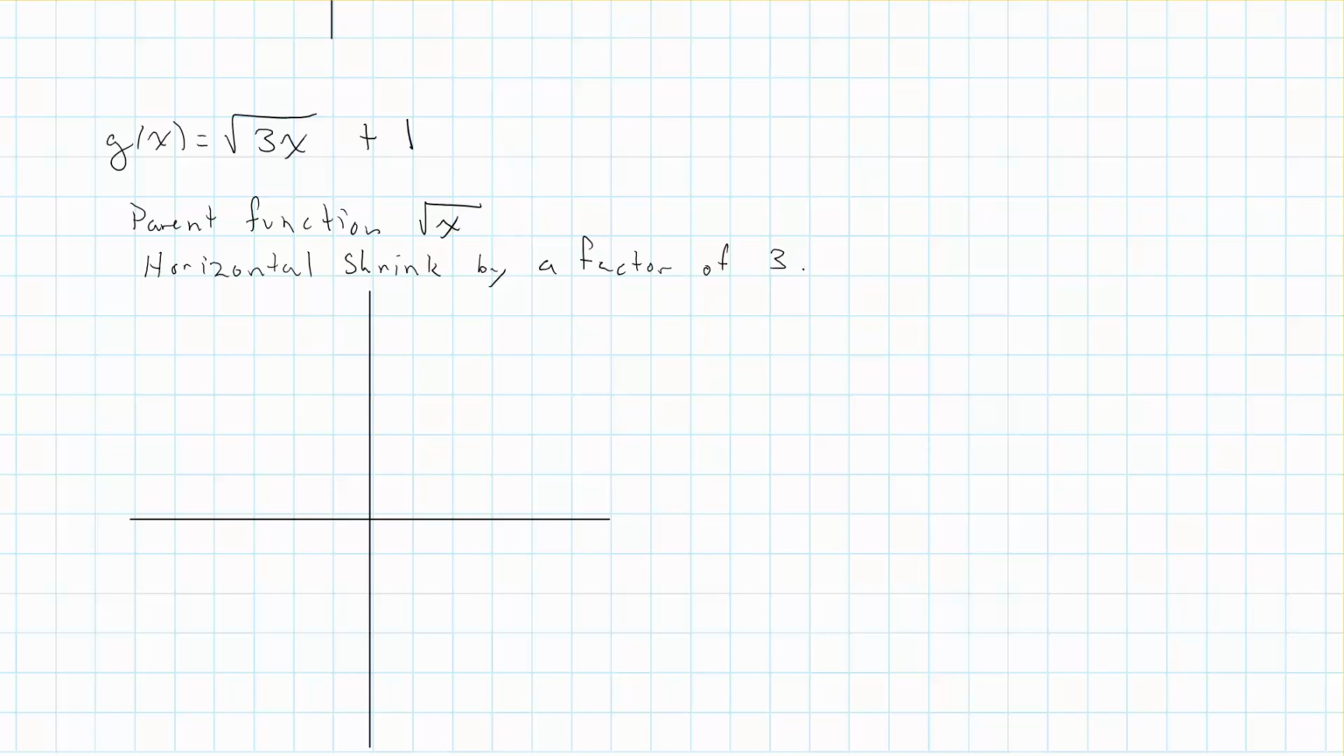And so, you know, the parent function, of course, is 0, 0, 1, 1, and then 4, 2. So a couple of these would be pretty easy. If we're shrinking by a factor of 3, well, this is still going to be here. But then if we're talking about moving this point over by a factor of 3, what does that really mean? So that's where it gets a little confusing, I think. And so what we can do instead is simply plug in some numbers.